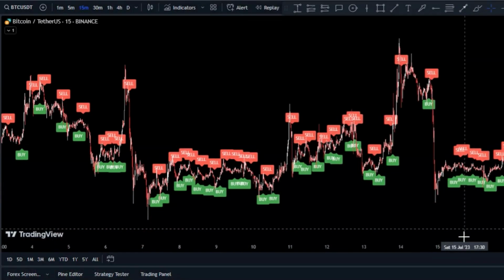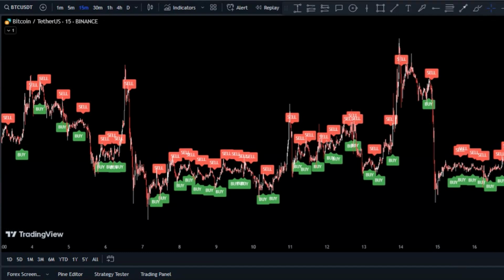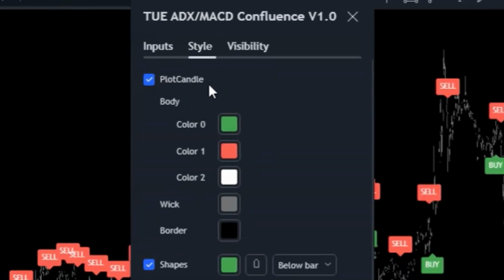But before we jump into using these signals, it's important to optimize the indicator settings. So to do this, go to the indicator settings and follow the steps exactly as shown in the video.